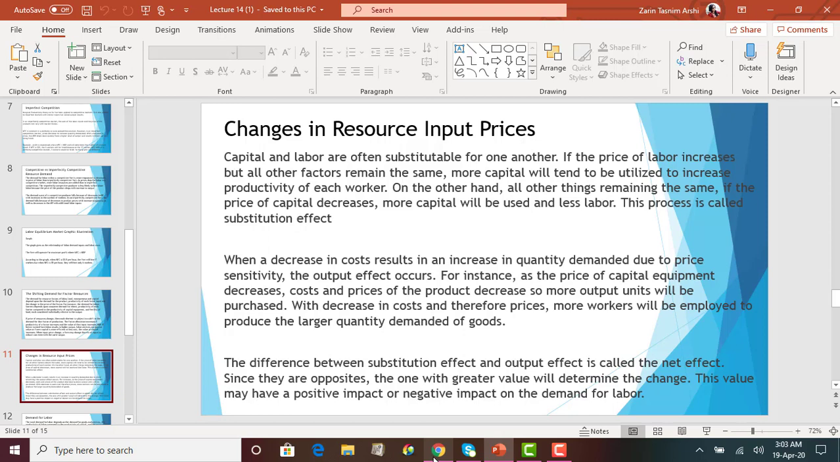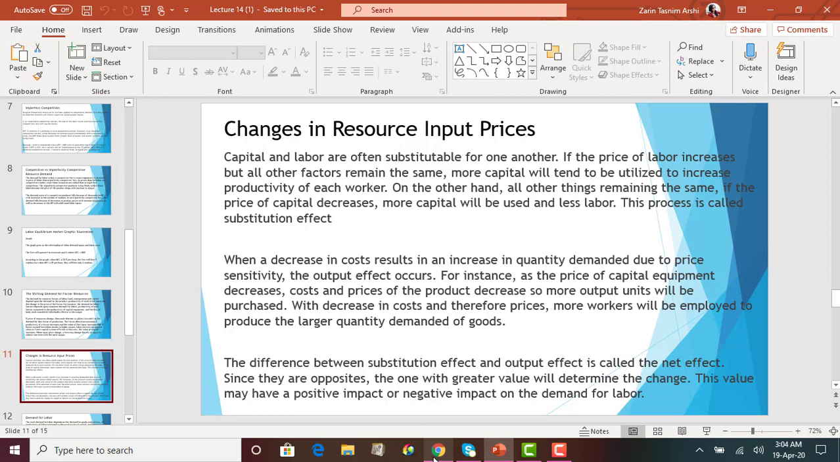It basically means when the price of labor goes up, we use more capital, or when the price of capital goes down, we use more capital instead of labor. Now what does output effect say? Output effect says as the price of capital decreases, cost and price of the product decrease, so more units or more output will be purchased. With more output, and the decrease in cost and therefore prices, more workers will be employed to produce the larger quantity of goods.